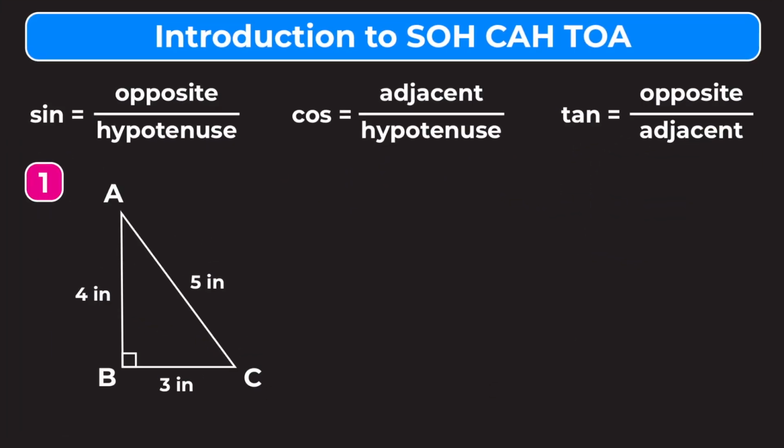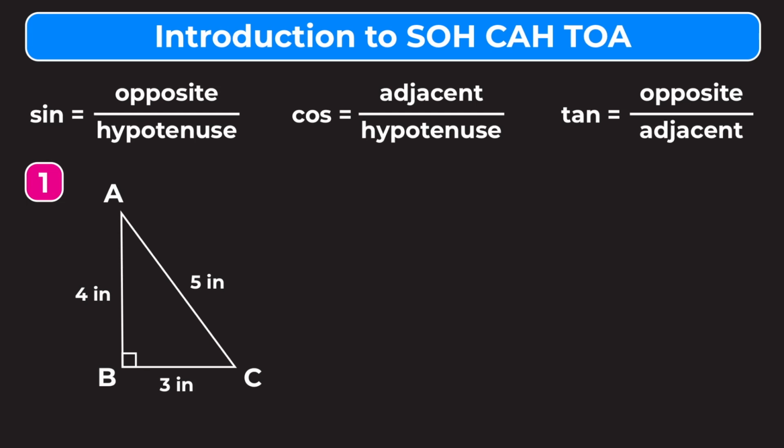In this video, we're going to be talking about an introduction to SOHCAHTOA. SOHCAHTOA is just an acronym that's going to help us understand how to find different sides and angles in right triangles.